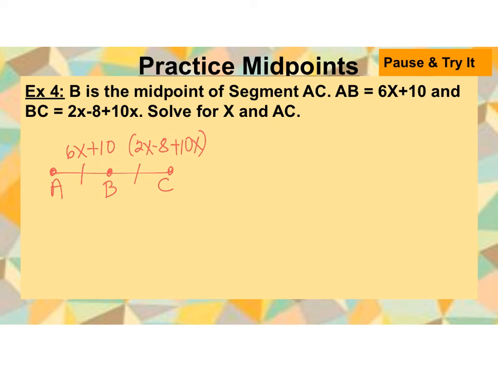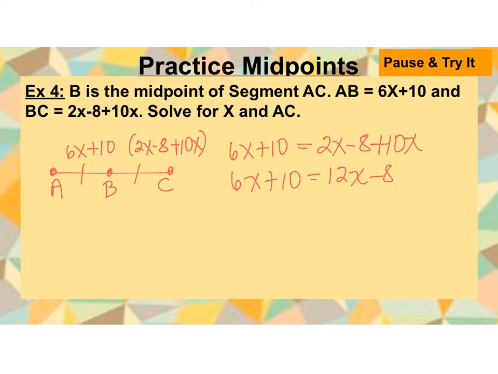So these are not just going to have a plus sign in the middle because I don't know what they would total. I'm going to follow my congruent signs, and they're equal to each other. So I'm going to say 6x plus 10 equals 2x minus 8 plus 10x. So 6x plus 10, combining like terms on the right side, I get 12x minus 8. I'm going to subtract my 6x to get 10 equals 6x minus 8. Add 8 to both sides, and I get 18 equals 6x. Divide by 6, and I get x to be 3.